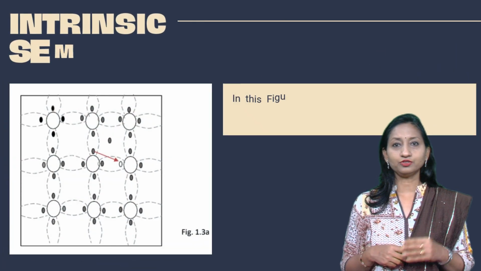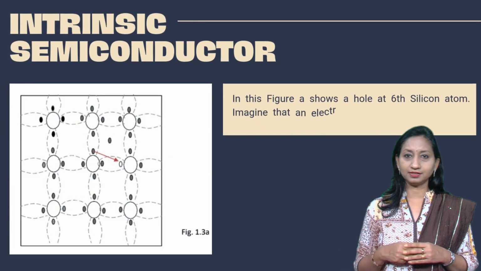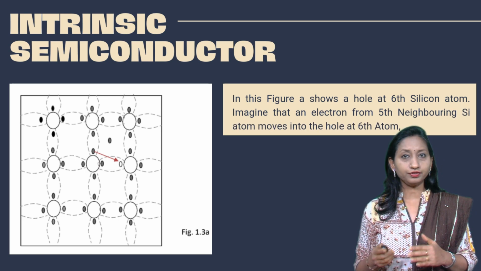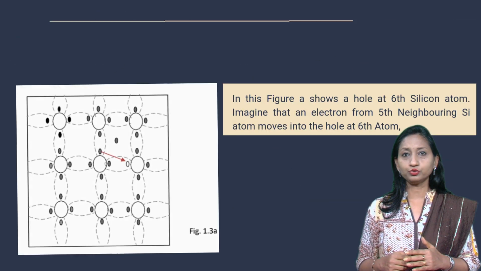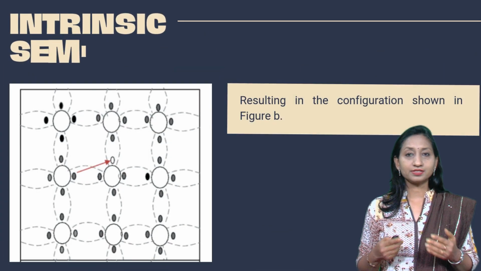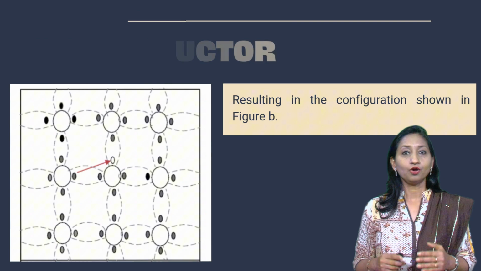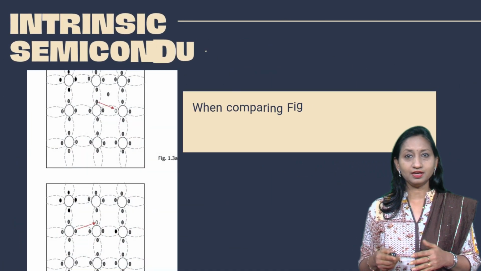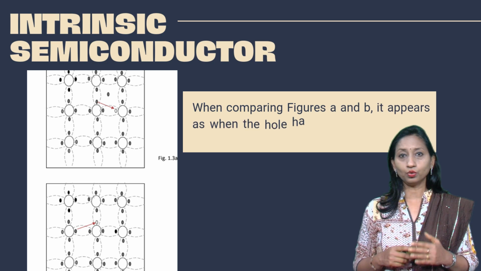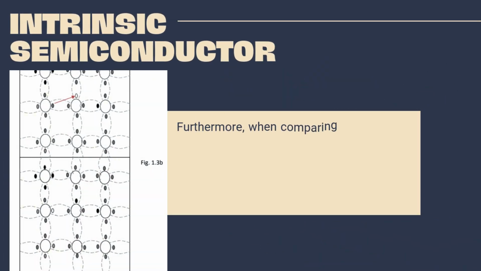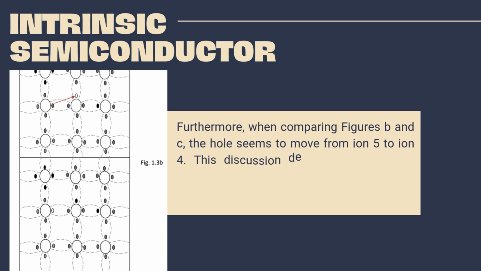In this figure, A shows a hole in the 6th silicon atom or ion 6. Now imagine that an electron from the 5th neighboring silicon atom moves into the hole at the 6th atom, resulting in the configuration shown in figure B. When comparing figure A and B, it appears as though the hole has moved from ion 6 to ion 5. Furthermore, when comparing figure B and C, the hole seems to move from ion 5 to ion 4.